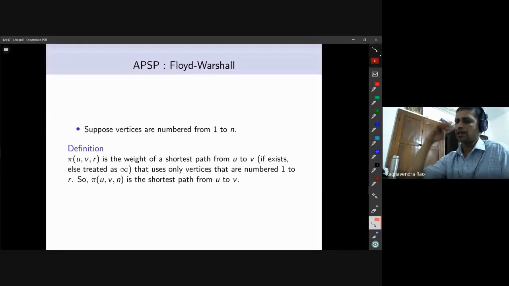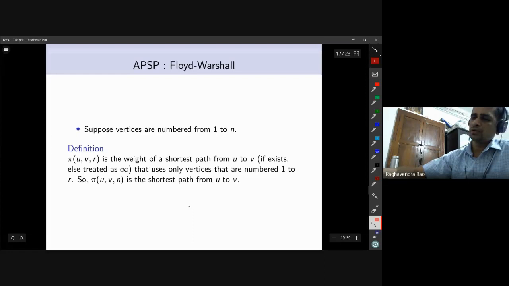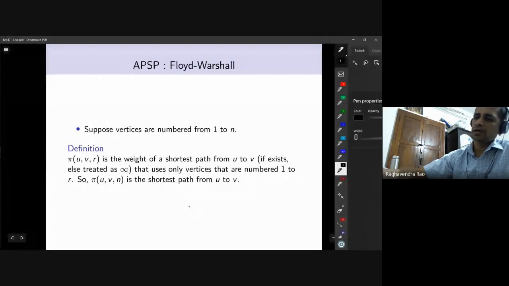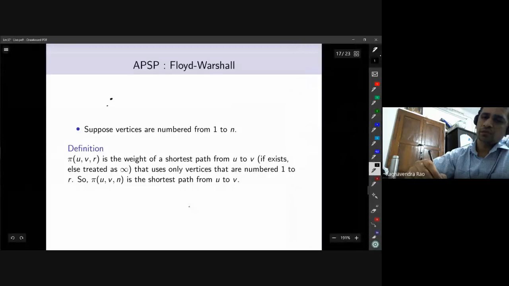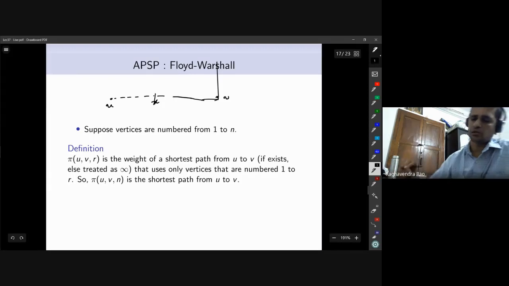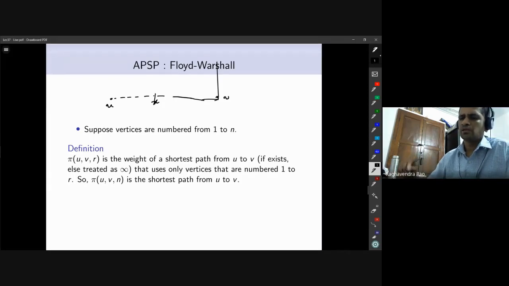The formulation is slightly different. Usually, if you try to write a recursive formulation for the length of a shortest path, you would try to do a kind of divide and conquer, right? I want a shortest path from say u to v, so I'll try to break it somewhere, say some vertex x, and then compute the shortest path from u to x and x to v. That's a natural thought process, because of this optimal substructure property, so you can always think of doing divide and conquer this way.